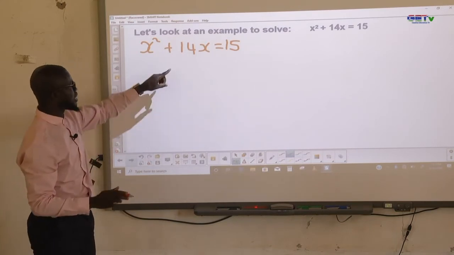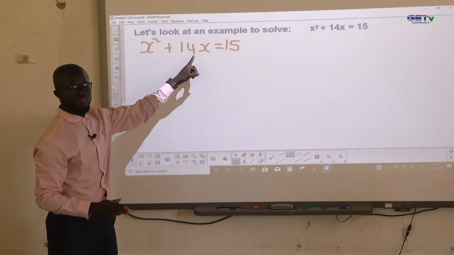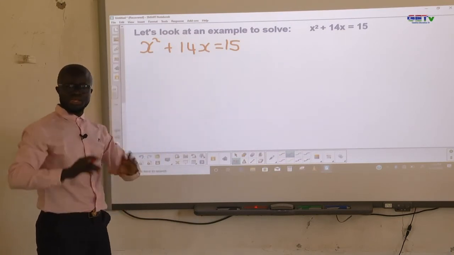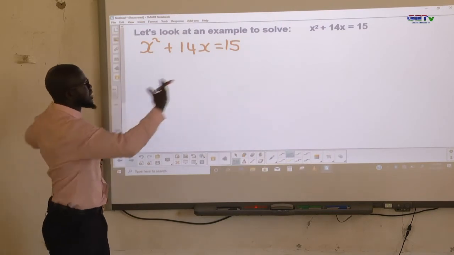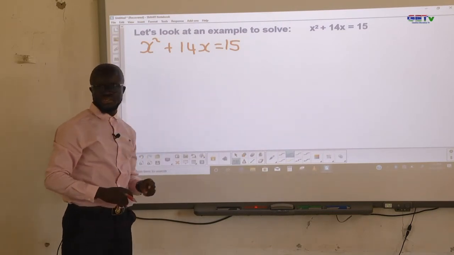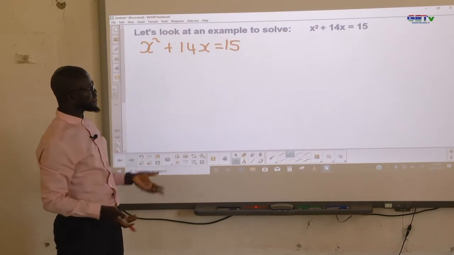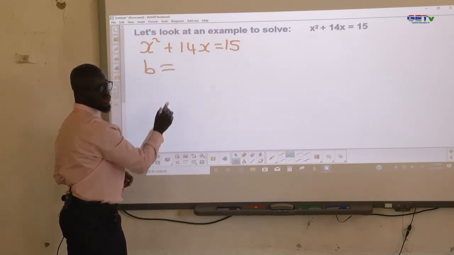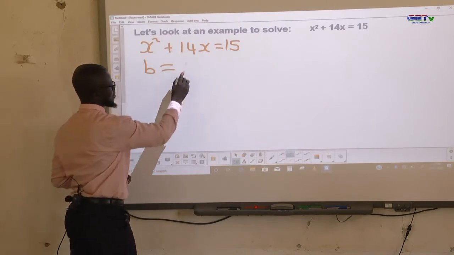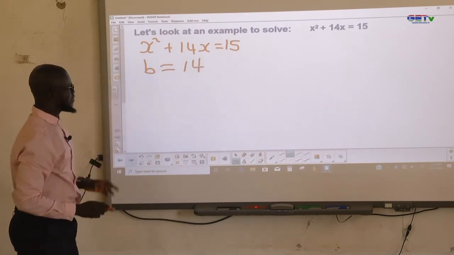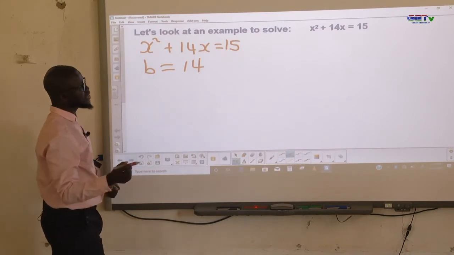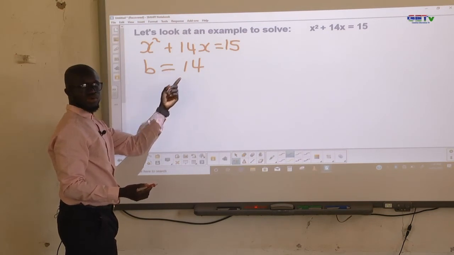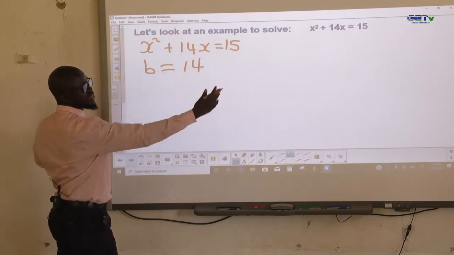The second rule states that we take half of b, divide the number, take the result, square it, then add it to both sides. Then we factor to simplify and get the results. So we do that together. b equals 14. If b equals 14, remember the rule says we are going to take half of the b value, square it, then add it to both sides.